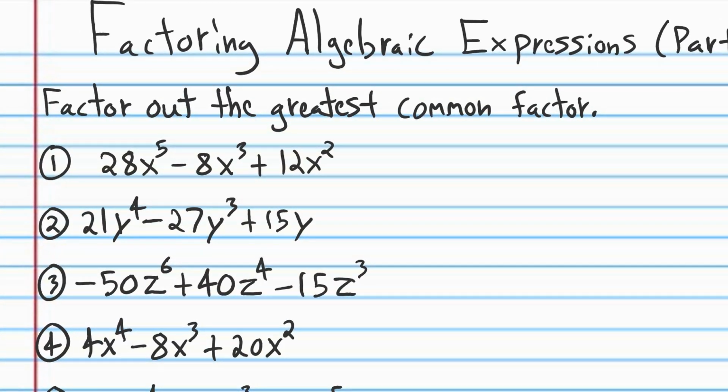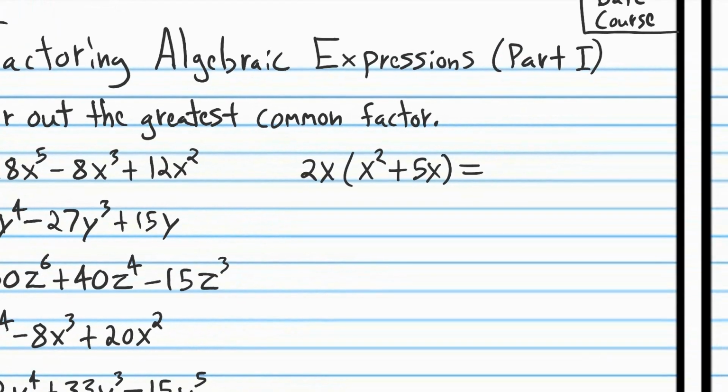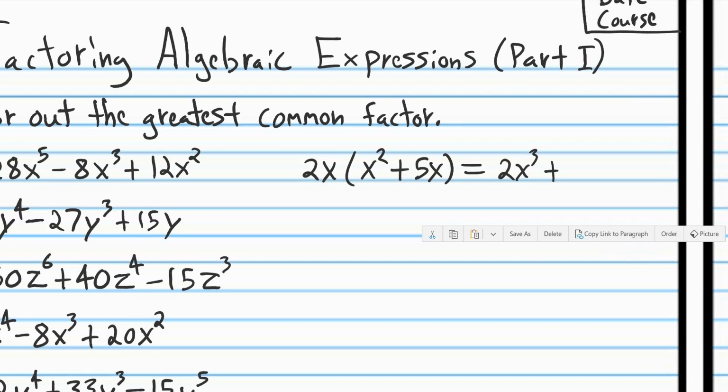So we're going to start by factoring out the greatest common factor in these expressions. Now, in a previous class, we multiplied a monomial by a polynomial. Here's an example, and we used the distributive property. 2x times x squared is 2x cubed, and 2x times 5x is 10x squared.